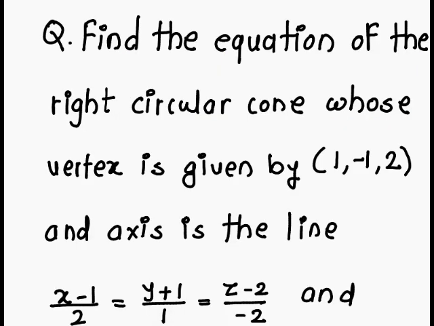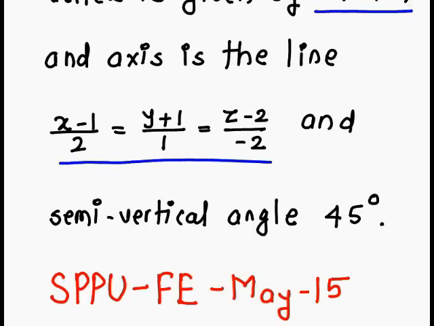In this question, find the equation of a right circular cone whose vertex is given by (1, −1, 2), that is alpha, beta, gamma are given, and the axis is the line (x − 1)/2 = (y + 1)/1 = (z − 2)/(−2). So they have given the DRs of the axis, and the semi-vertical angle is 45 degrees. So the angle is also given. It is a straightforward question, so let's solve this.